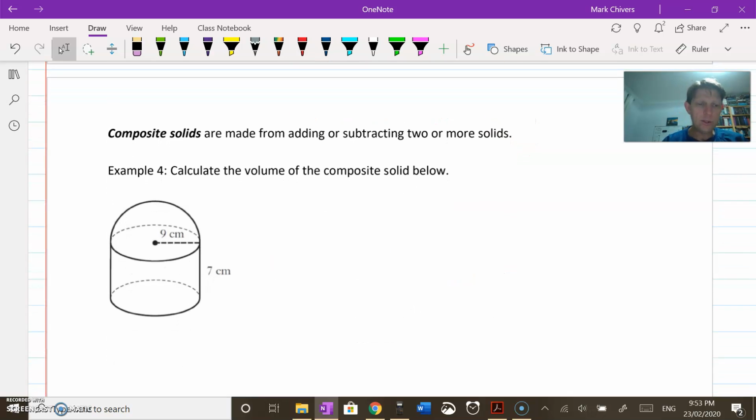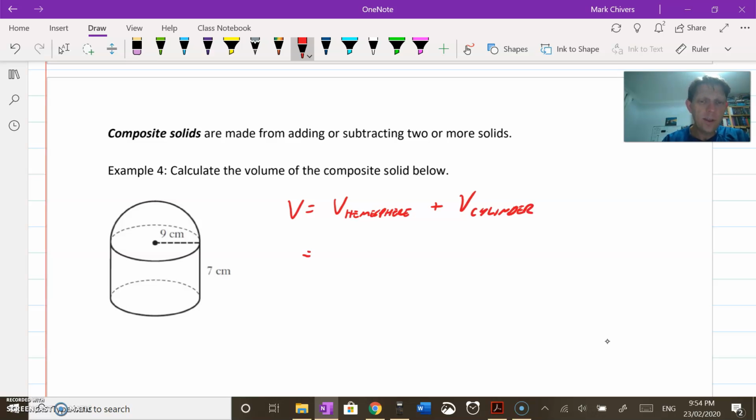Okay, moving on to composite solids now. Much like composite shapes, and we did a bit of composite solids with surface area, we're just taking a couple of regular solids and adding them together or subtracting them off each other. So here we've got a composite solid that looks like it's made up of a hemisphere and a cylinder. So our volume is just going to be the volume of the hemisphere plus the volume of the cylinder.